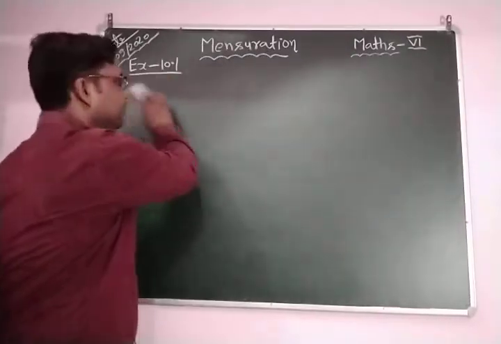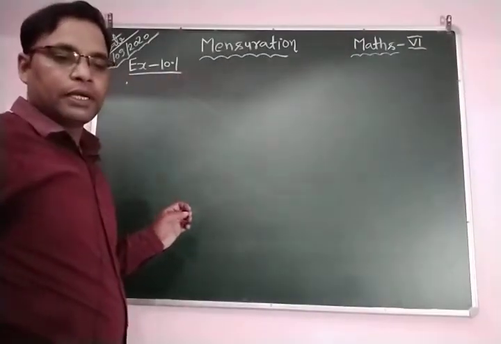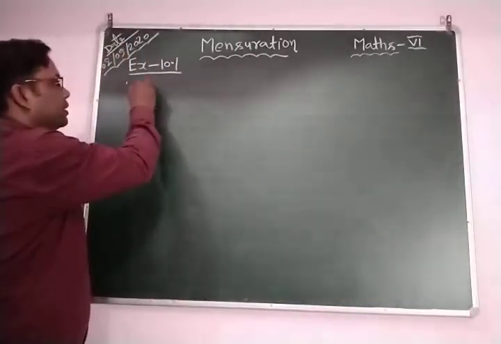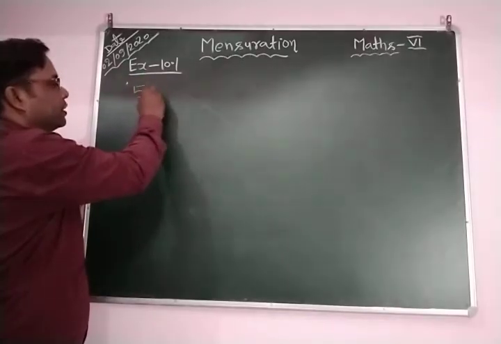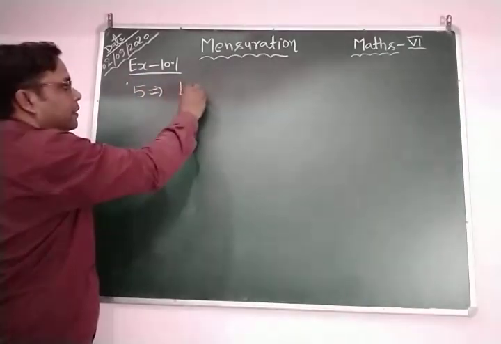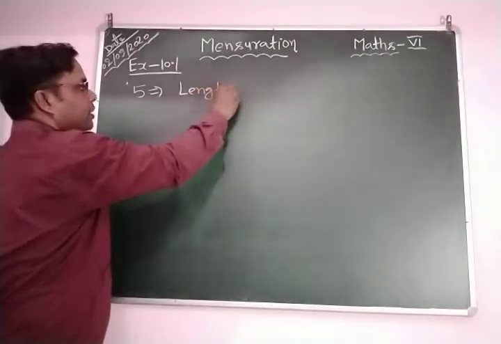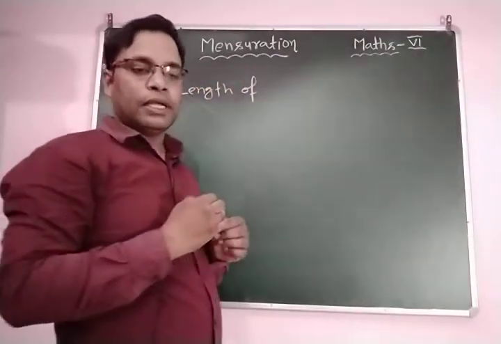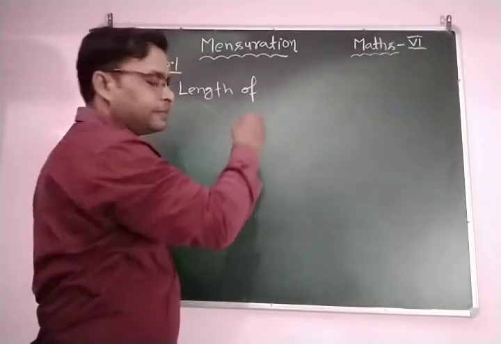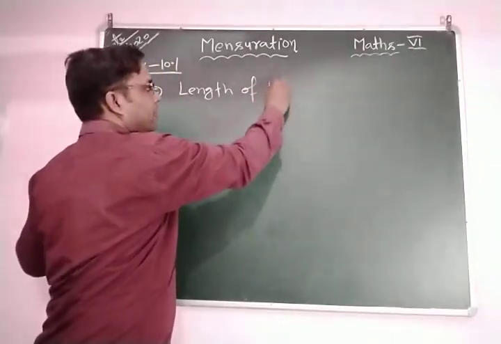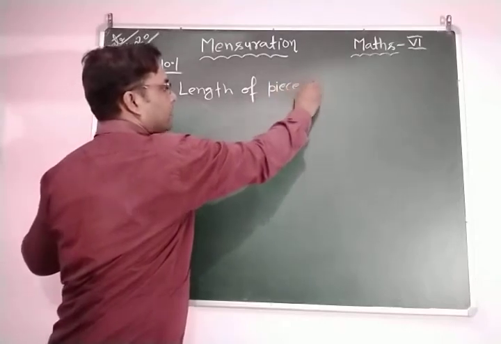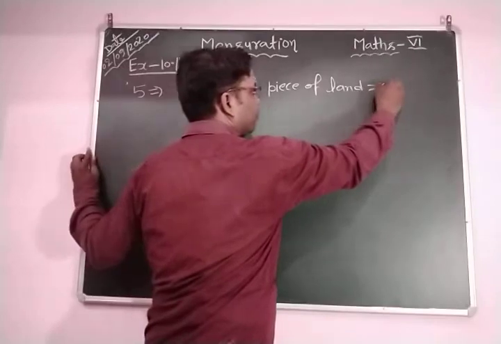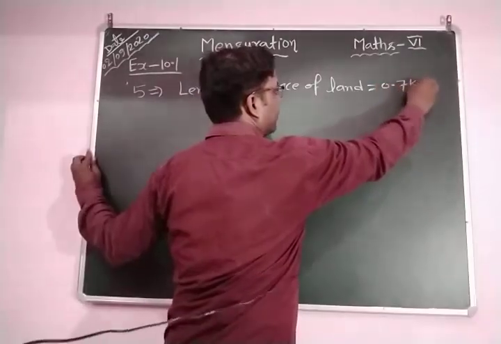In these questions, the length of a piece of wire is given as 0.7 kilometer. This is question number 5. The given length of the piece of land is equal to 0.7 kilometer.